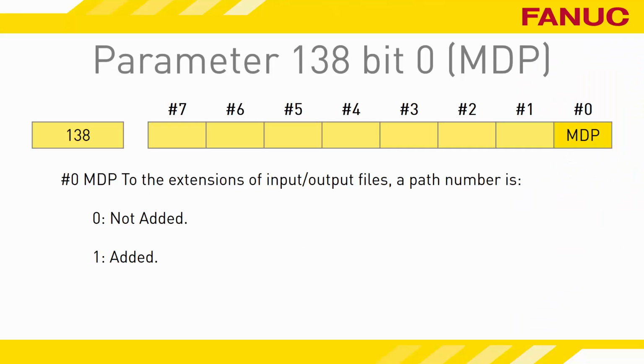Parameter 138 bit 0, MDP, is important for multipath systems. Since each path may have its own part programs and other files, it is important to identify which files are associated with which path. The default extension for files associated with the first path is .txt. The file extension for path 2 when parameter 138 bit 0 equals 1 is .p-2. Since a maintenance engineer is not always sure if a machine has multiple paths, it makes sense to set this parameter just in case. It will not do any harm on a single path system.